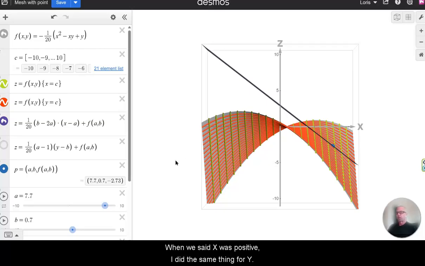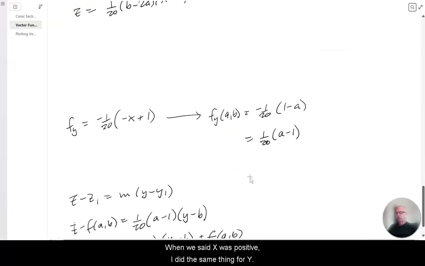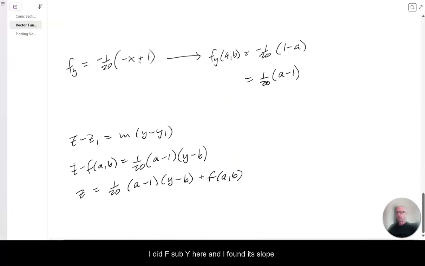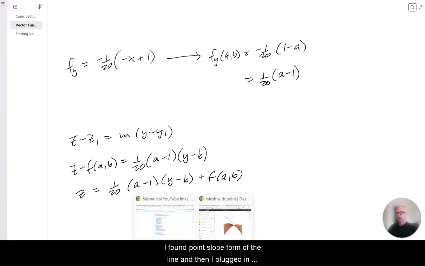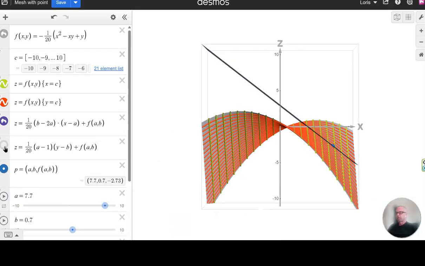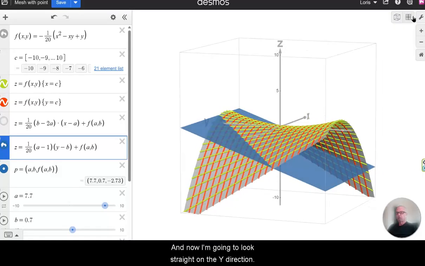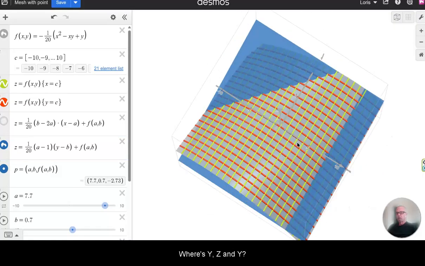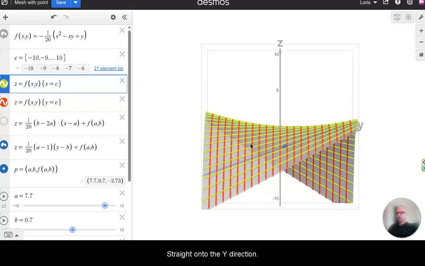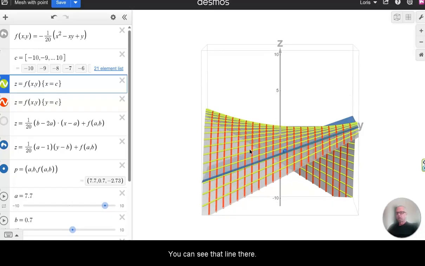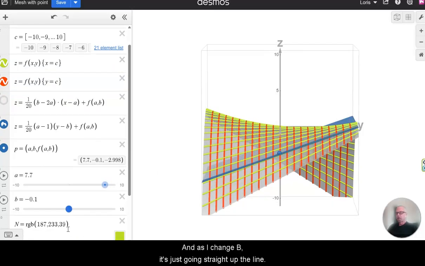when we said x was positive. I did the same thing for y. I did f sub y here, and I found its slope. I found the point slope form of the line, and then I plugged in this line here, and now I'm going to look straight on in the y direction. Where's y? Z and y, straight onto the y direction. You can see that line there, and as I change b, it's just going straight up the line.